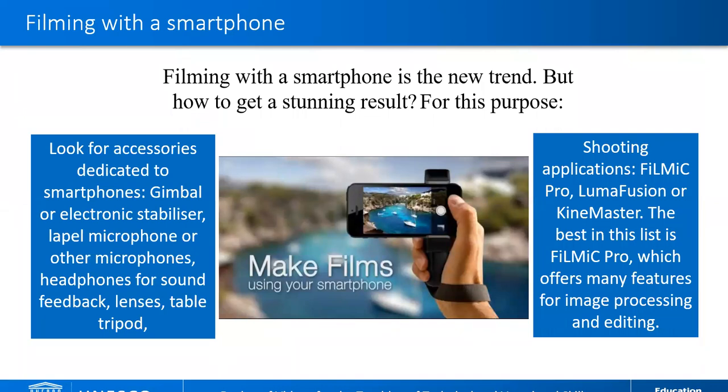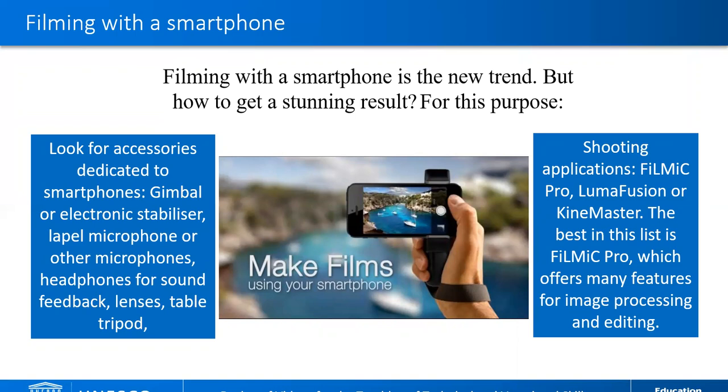Filming with a smartphone is the new trend, but how do you get a stunning result for this purpose? You have to look for accessories dedicated to smartphones: a gimbal or electronic stabilizer, a lapel microphone or other microphones, headphones for sound feedback, lenses, a table tripod, and shooting applications, which include Filmic Pro, LumaFusion, or KineMaster.